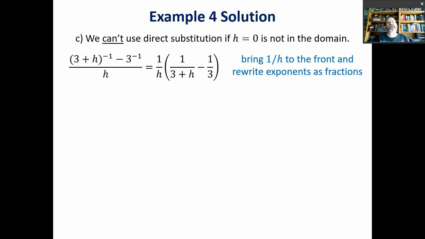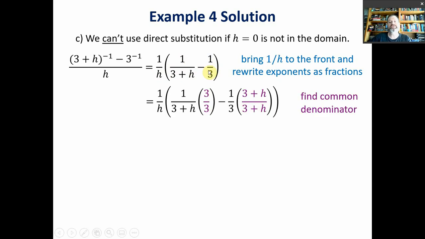So what do I do next? I need to simplify this expression so that I can cancel this h. Well, this is a subtraction problem, so I have to get a common denominator. So the common denominator is going to be 3 times 3 plus h. So you just multiply both by 1, right? 3 over 3 is 1. 3 plus h over 3 plus h is also 1. So I'm taking both terms, multiplying them by 1, which you're allowed to do. It doesn't change the value of a fraction when you multiply it by 1.